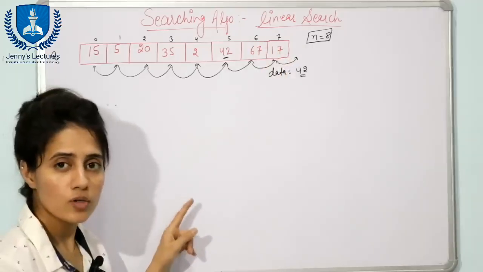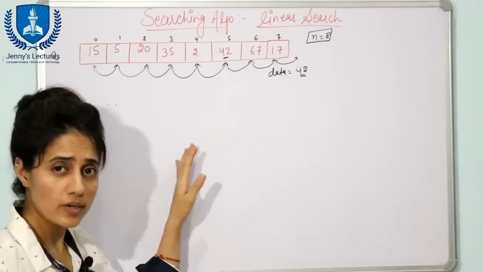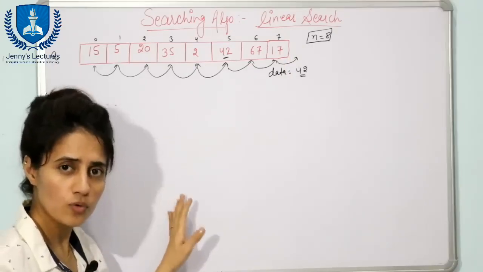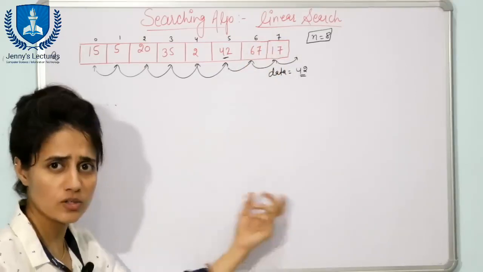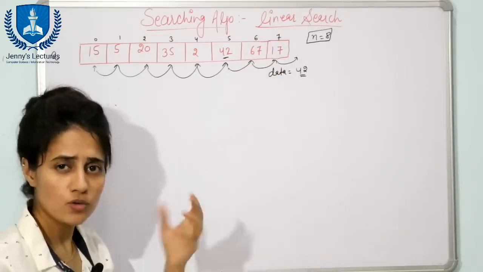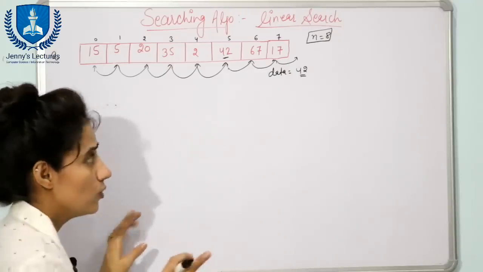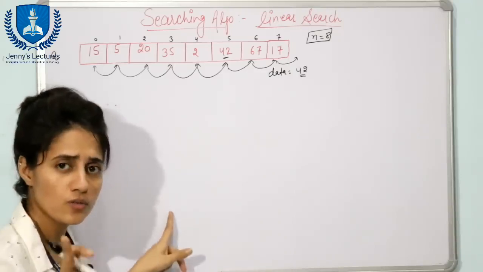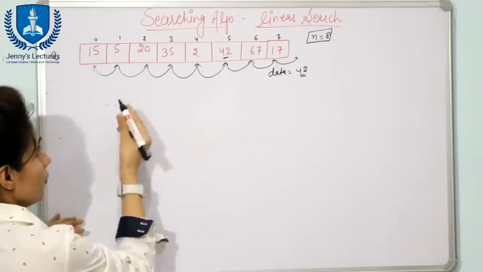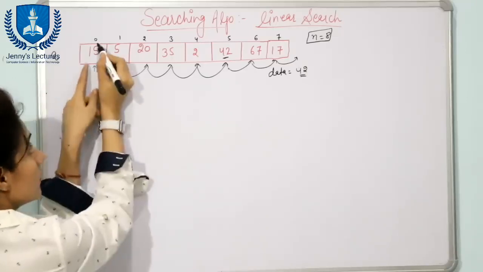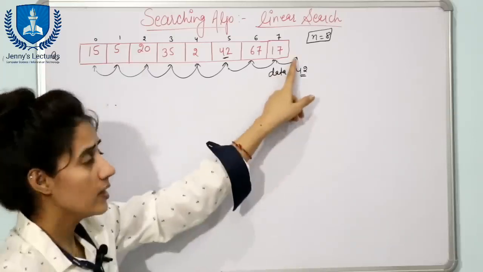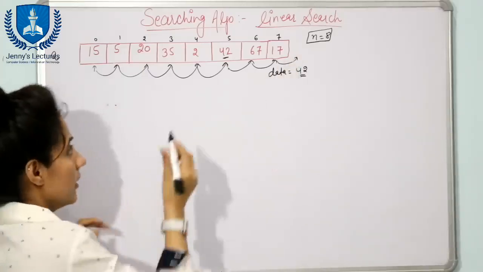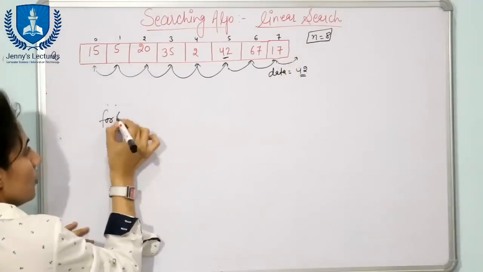Now how to write down the code for this? You can write down the iterative method using a for loop, or you can write a function of linear search and call that function in your main function. Either method you can follow. I am going to follow here the iterative approach. I am going to write the for loop. We are going to start a loop from the 0th index, and the loop will go till the end. Now here we have one for loop.